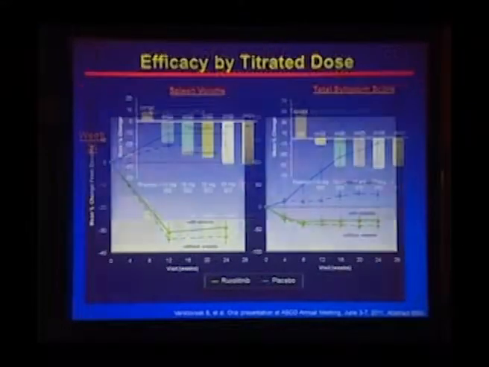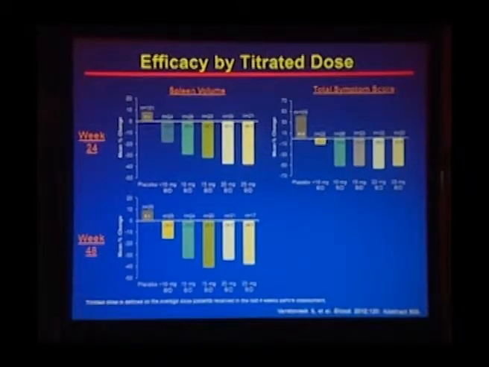Now, because of the dose adjustments, what do we end up with after 6 months of therapy? This is after 24 weeks of therapy with ruxolitinib, about 150 patients. These are the doses that the patients are on.